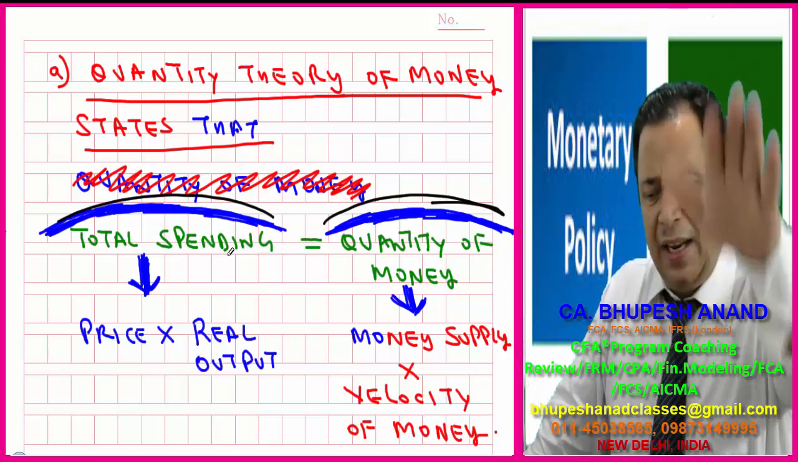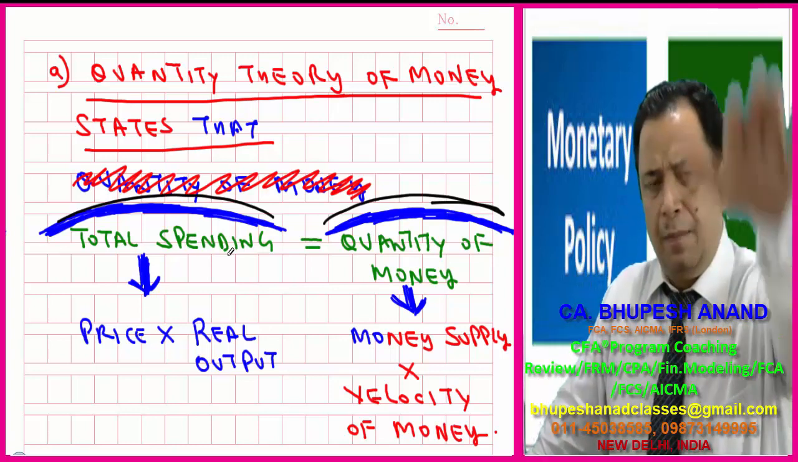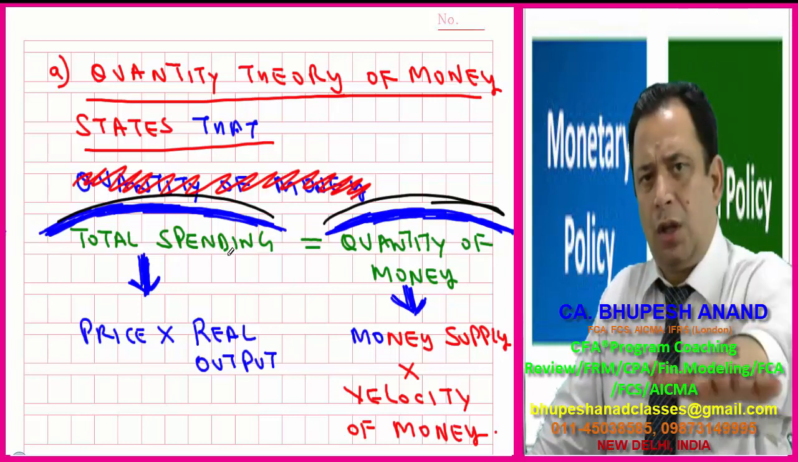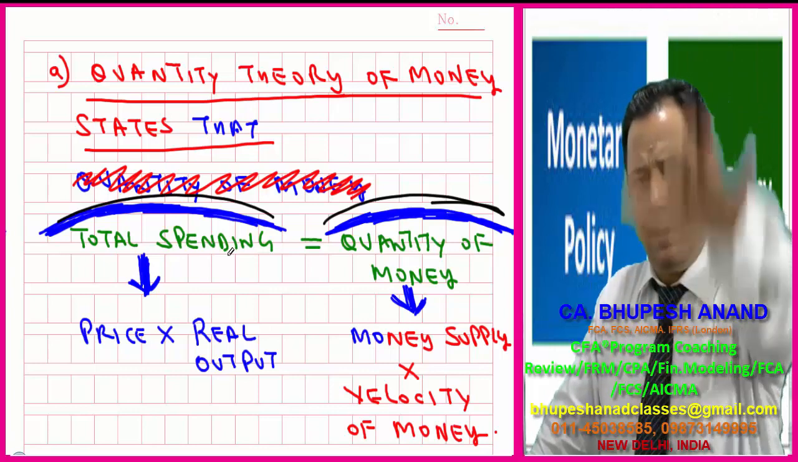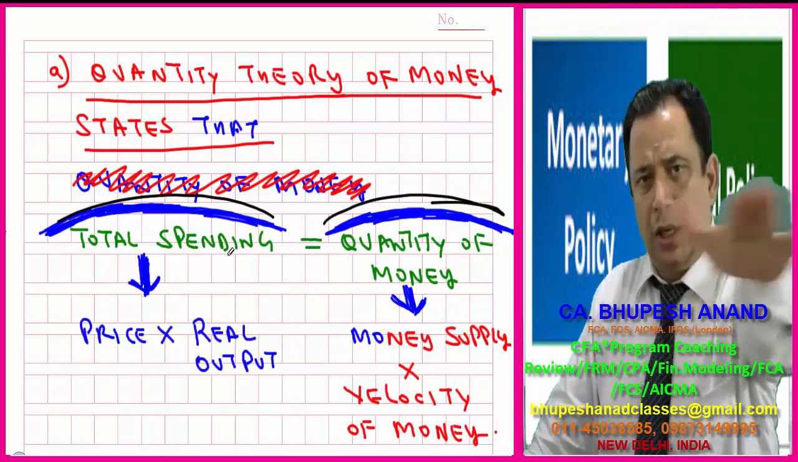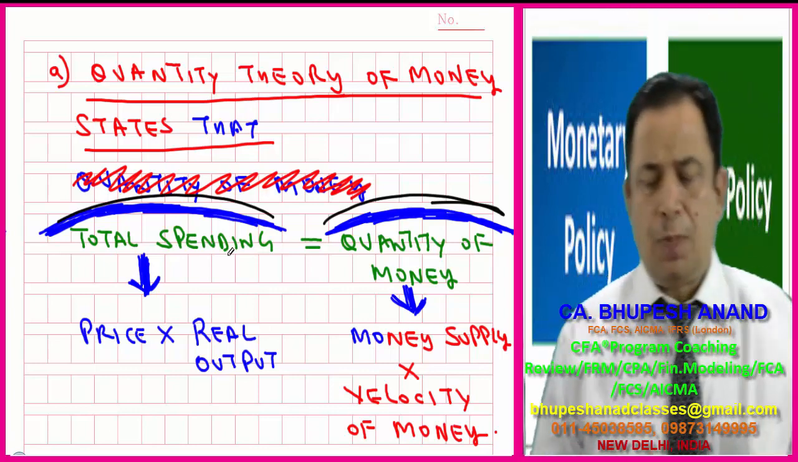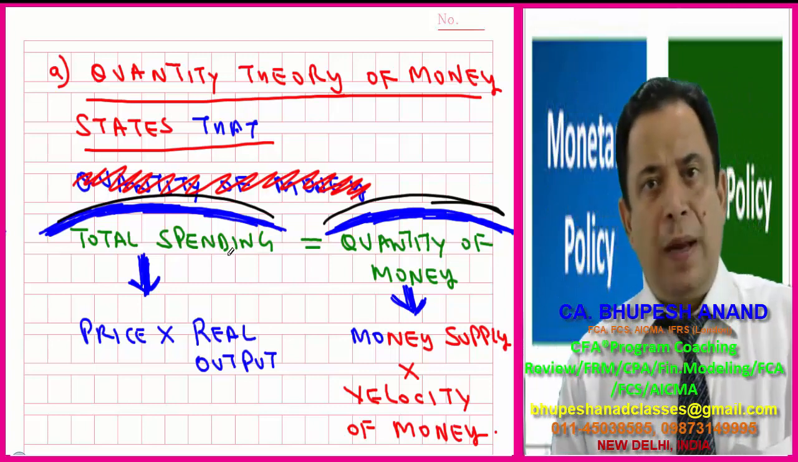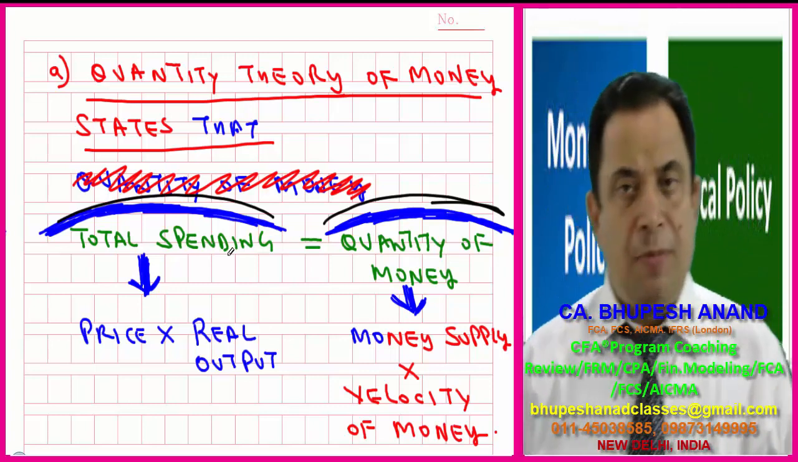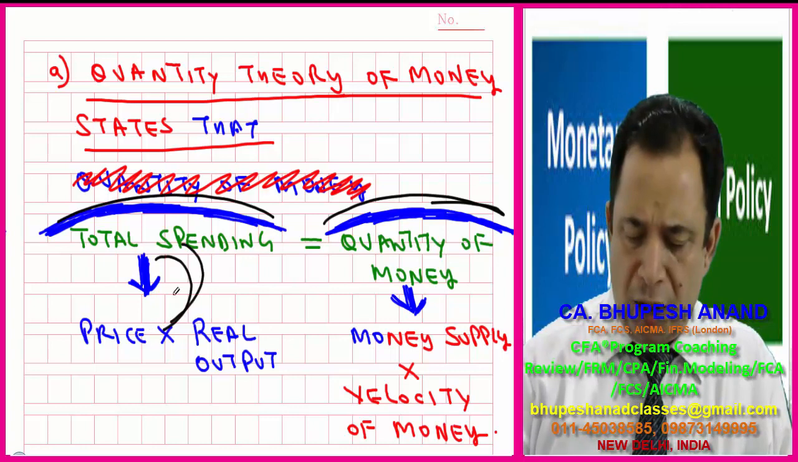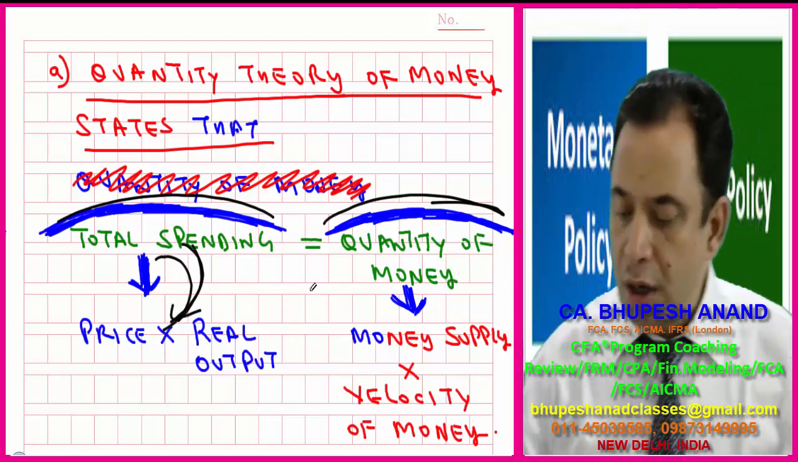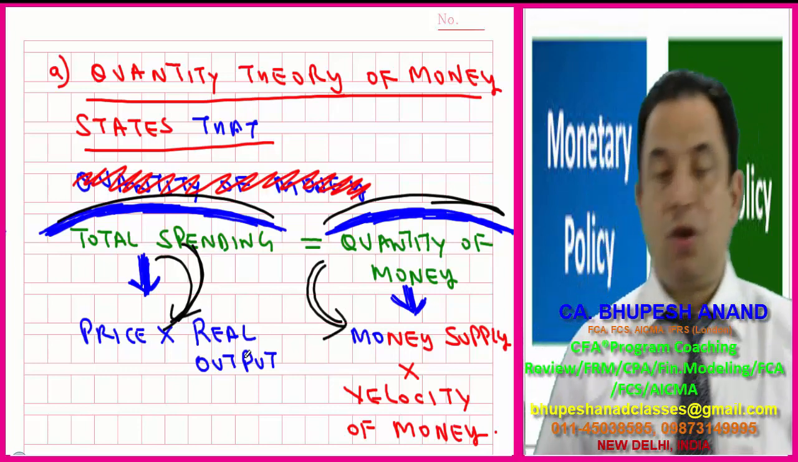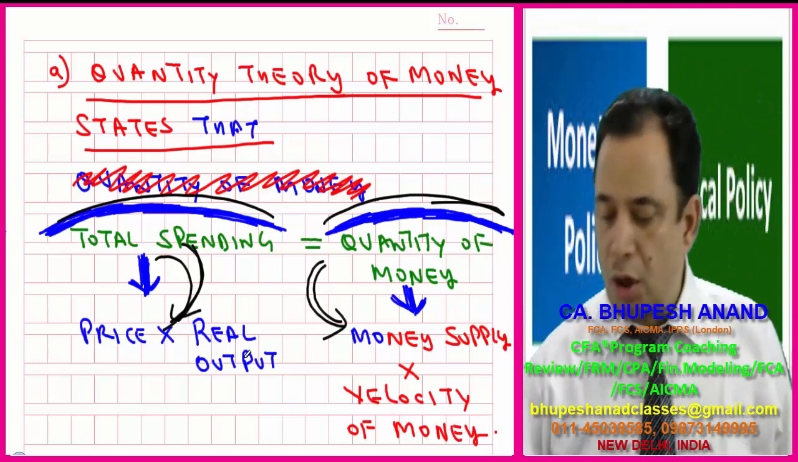Money supply into velocity of money. So total spending should be equal to quantity of money, and total spending is equal to price into real output, and quantity of money should be equal to money supply into velocity of money.